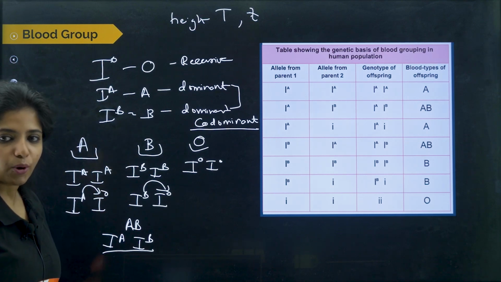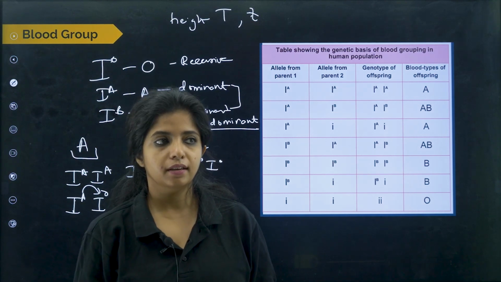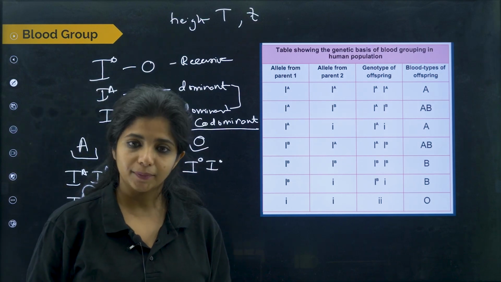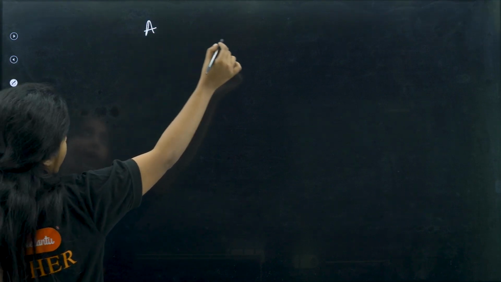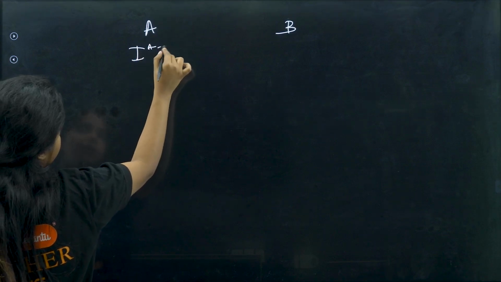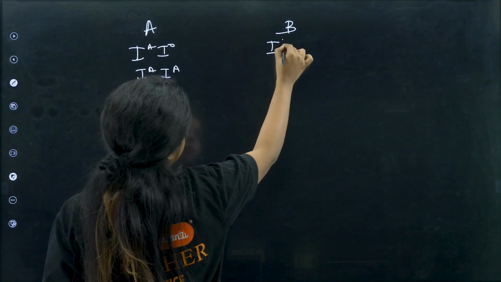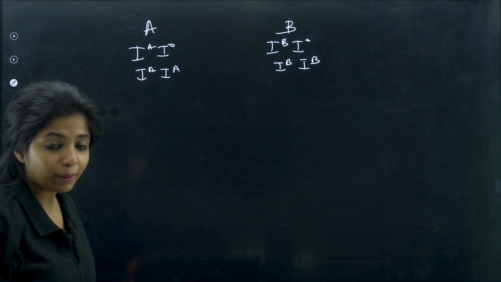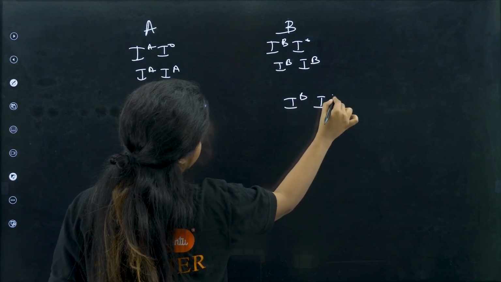So how the questions come, children: they will probably say the mother has A blood group and the father has B blood group, and ask what the blood group of the child will be. If the mother is A blood group and the father is B blood group, the mother's genotype can be either IA IO or IA IA. And the father is B blood group, that means again it can be IB IO, or it can be IB IB. So you have to make the cross for all of them. You have to check, and that is a humongous task, but you have to do it.